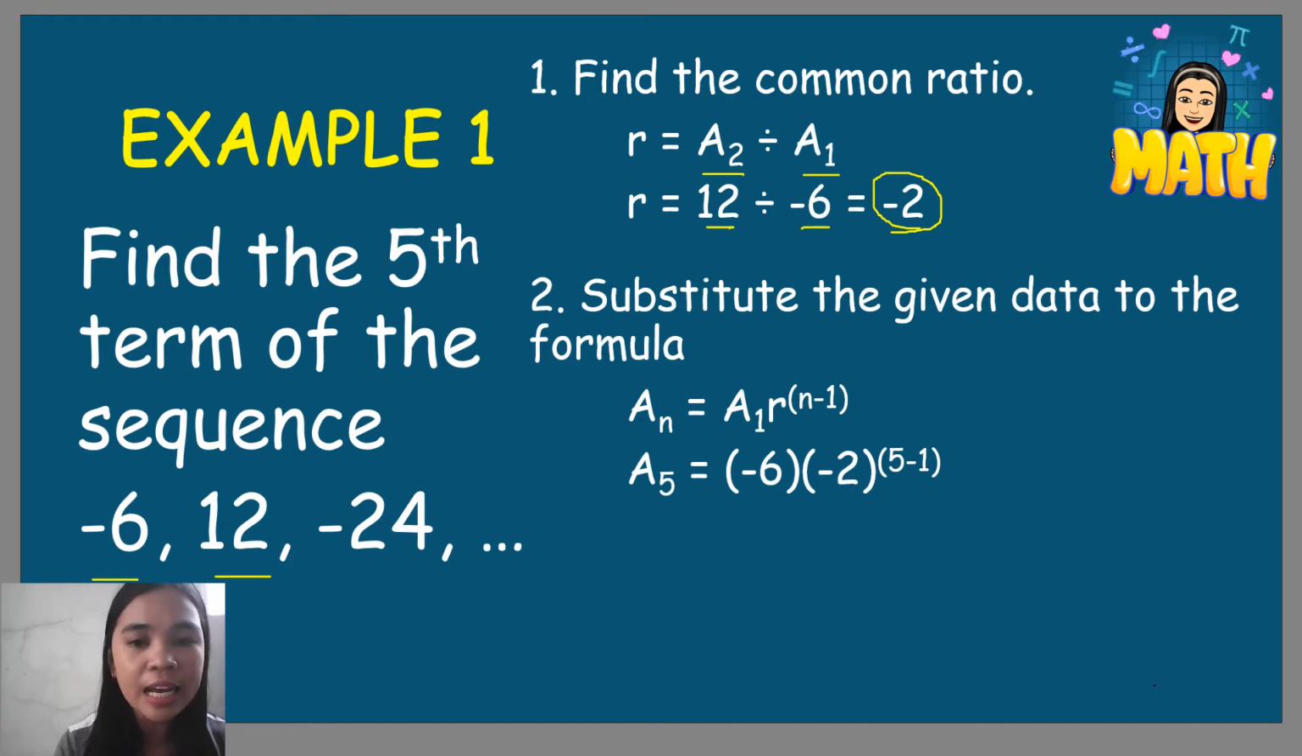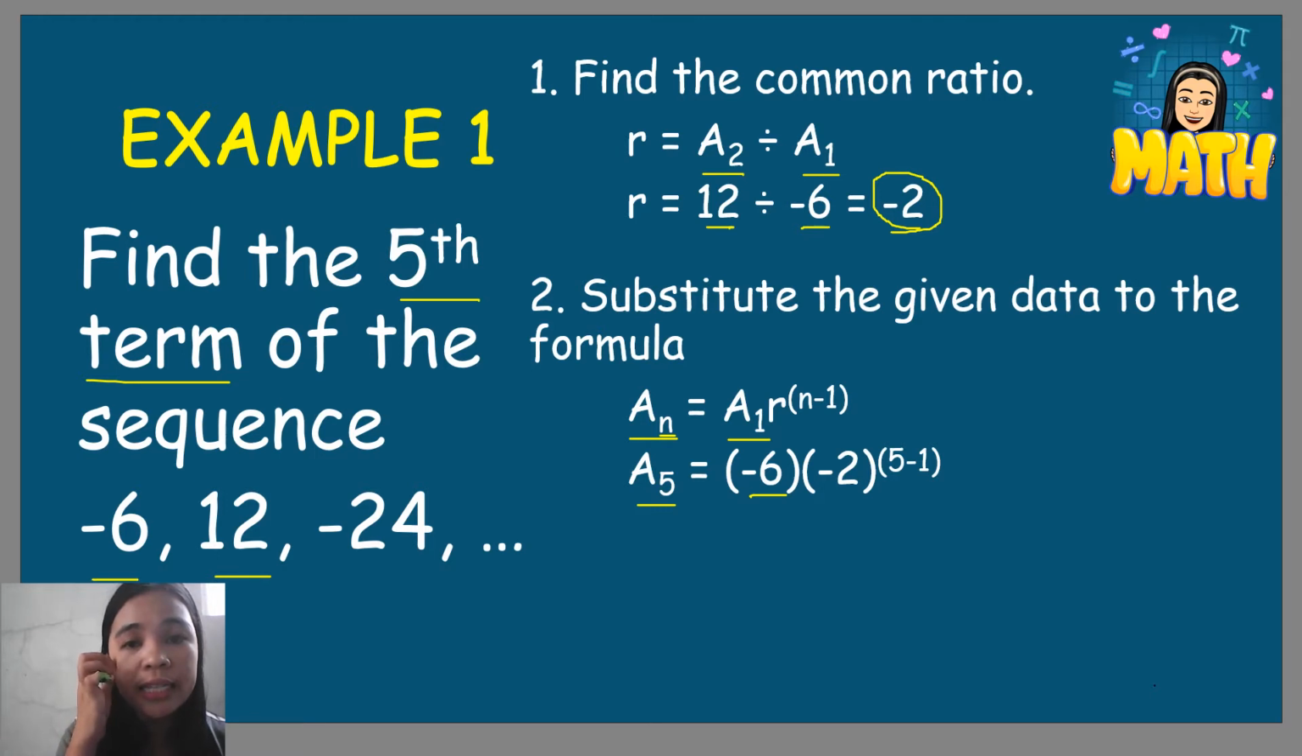So, saan ang galing yan? Diba? Yung n natin, a sub n is equal to a sub 5. Bakit a sub 5? Kasi pang fifth term daw yung hinahanap natin. So, ang a sub 5 determines the fifth term. Ngayon, yung a sub 1 is the first term. So, therefore, it is equal to negative 6. Kaya siya negative 6 dito.